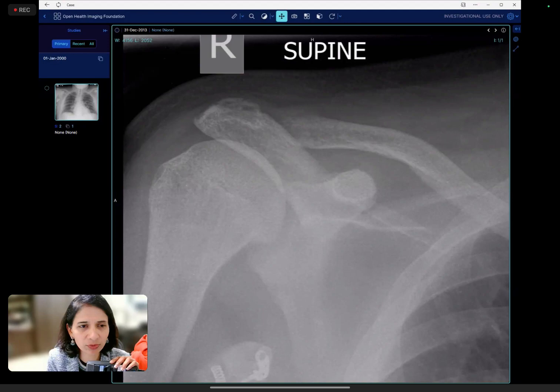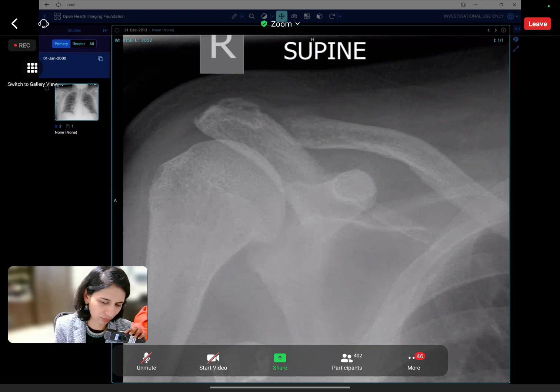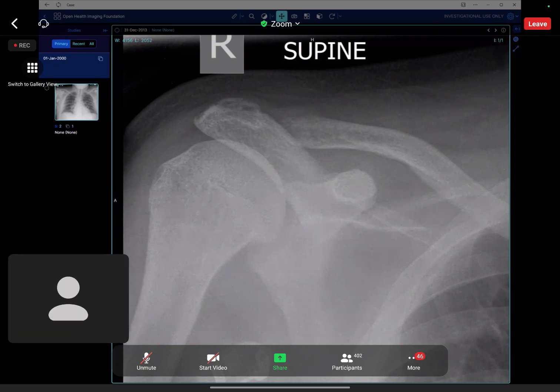So causes of resorption of the lateral end of the clavicle. Basically, it's that. So one you said about rheumatoid arthritis. Any other causes? I'm just trying to think. So we'll go to the next. Thank you.